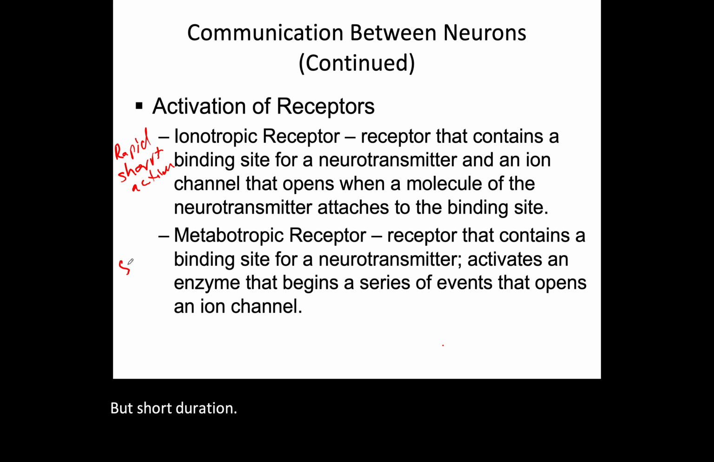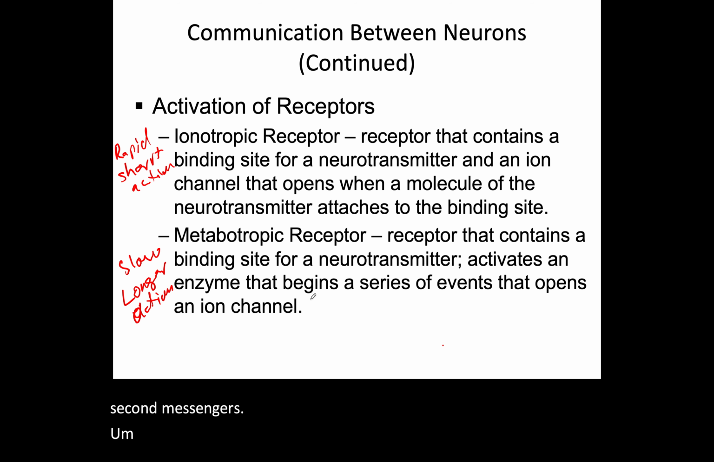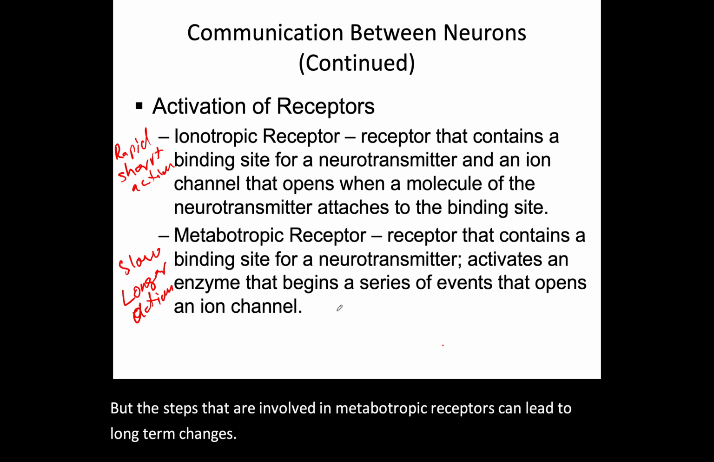Metabotropics are slow but can have longer effects or action, to stay consistent. And ionotropic receptors are also simpler. Metabotropic receptors require second messengers, different enzymes, and they can take time. But the steps involved in metabotropic receptors can lead to long term changes, even protein synthesis that can have potentially permanent changes.